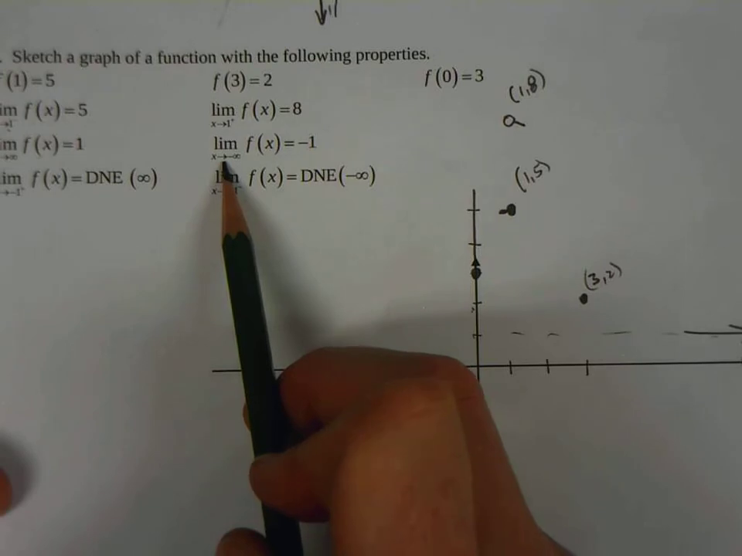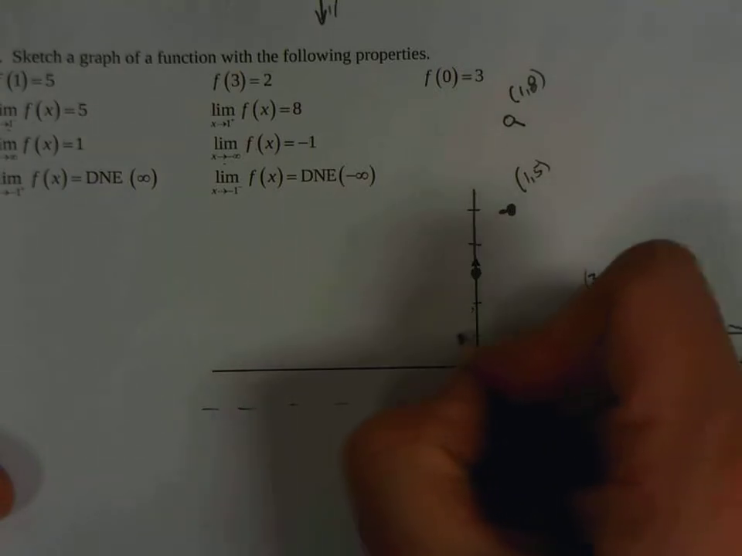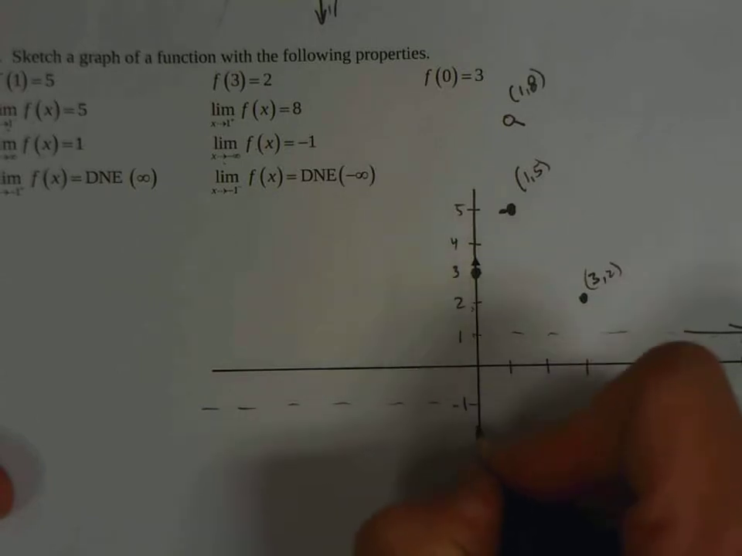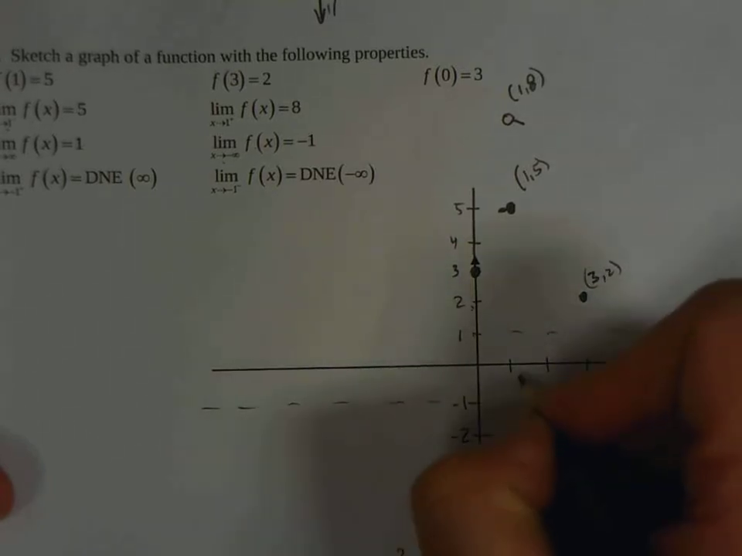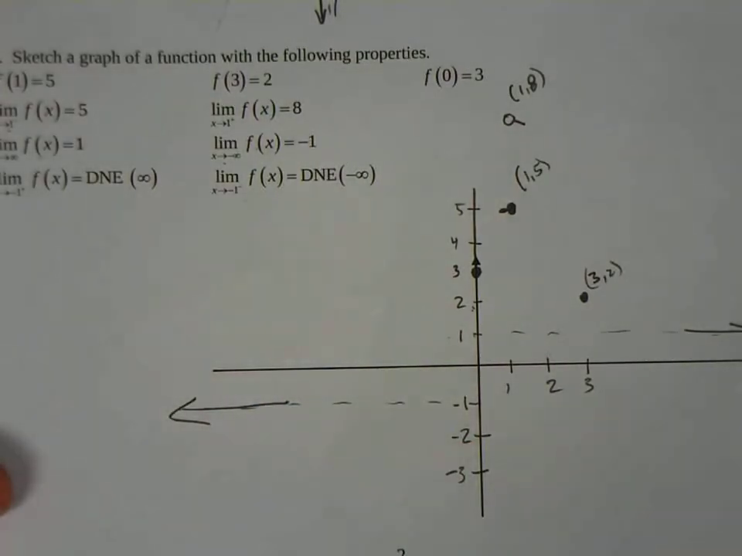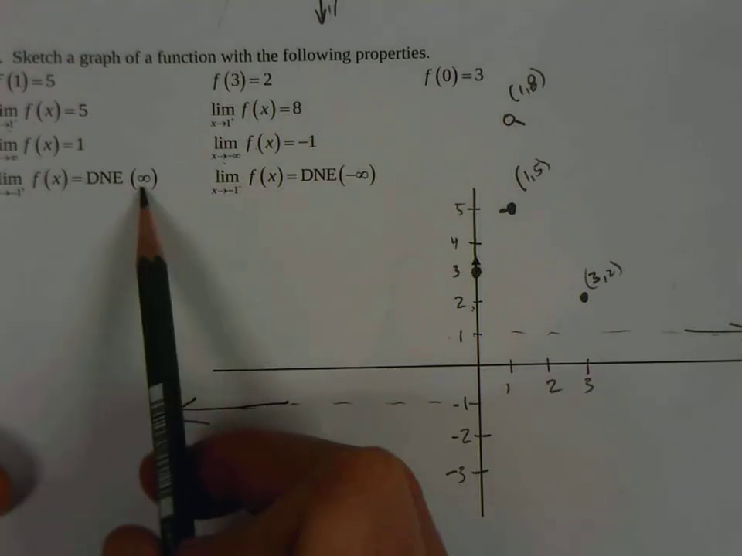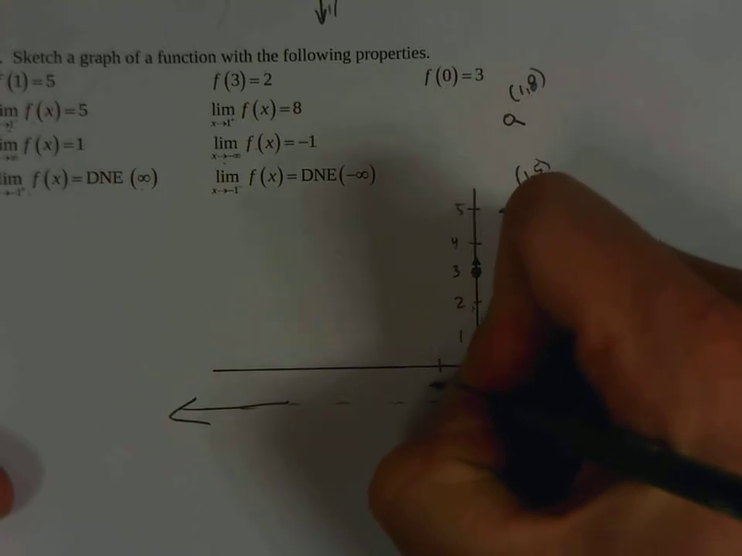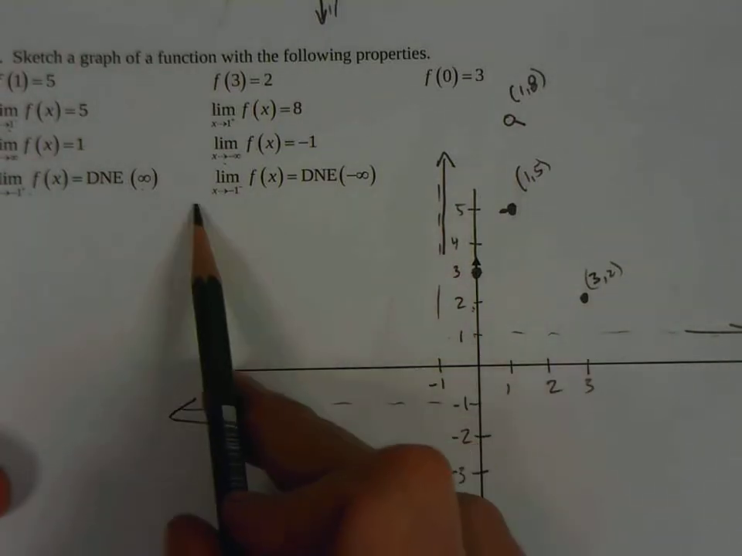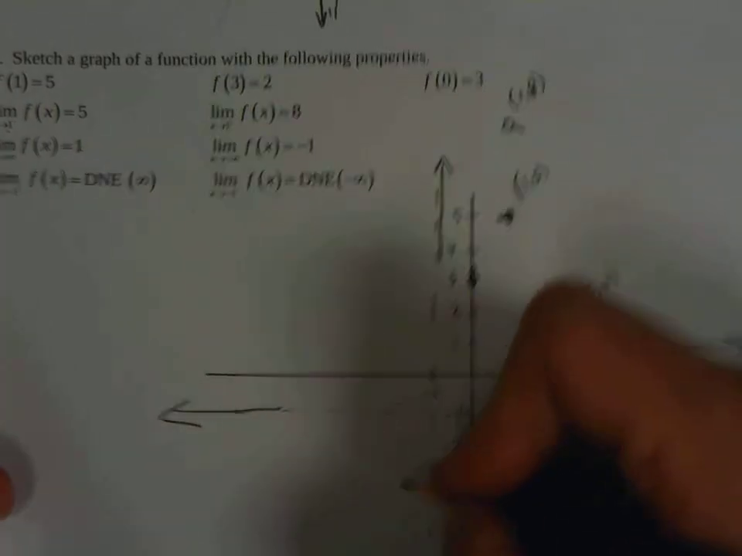The limit as x approaches negative infinity of f is negative 1. 1, 2, 3, 4. Okay. The limit as x approaches negative 1 on the right does not exist due to unbounded growth towards positive infinity. Negative 1. And the limit as x approaches negative 1 on the left-hand side of f does not exist due to unbounded growth towards negative infinity.